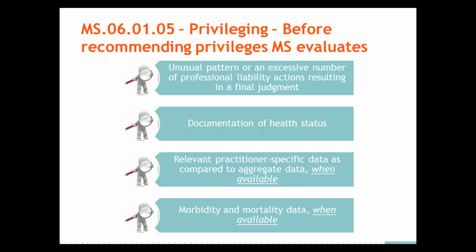We also have to have documentation of health status, and this is something that we will typically, like I said earlier, get in an attestation where they attest that their health is such that they can perform the privileges that they're requesting. And again, this is another place where they say that you have to have relevant practitioner-specific data compared to aggregate data when available, and also morbidity and mortality data when available. So before granting those privileges, or before the medical staff recommends it to the board, the medical staff has to evaluate this specific data about how that person is doing compared to aggregate data when you have that available.